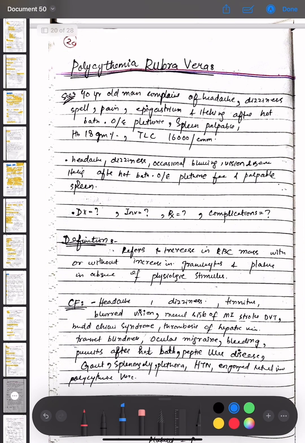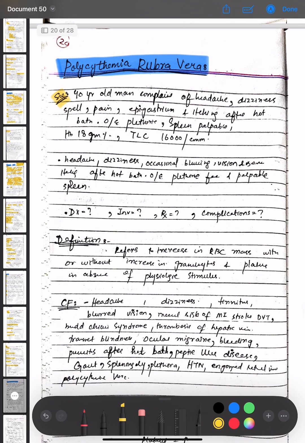Coming to the next topic, polycythemia rubra vera, we have a scenario: a 40-year-old man complains of headache, dizziness, pain in the epigastrium, and itching after a hot bath, and on examination he is plethoric and the spleen is palpable. Hb is 18 and total leukocyte count is 1 lakh 60. So the headache, dizziness, occasional blurring of vision, and severe itching after a hot bath. On examination, a plethoric face and palpable spleen are present.